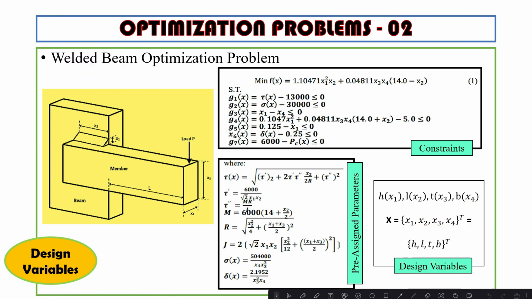For example, you can see here we have the welded beam optimization problem. We have the objective function, minimize f(x), and it's subject to different inequality constraints. And here you can see we have different fixed qualities, the pre-assigned parameters, and other qualities are known as decision variables or design variables. So here we have different design variables like x1, x2, x3, x4: x1 is h, x2 is l, x3 is t, and x4 is b.